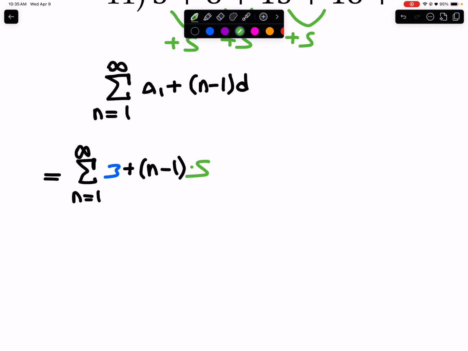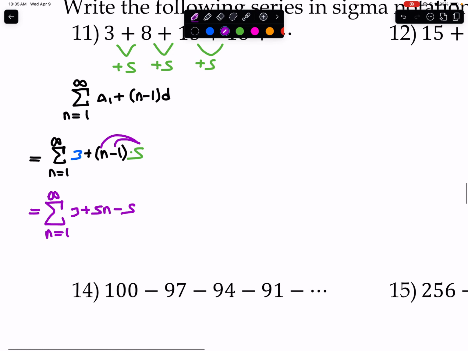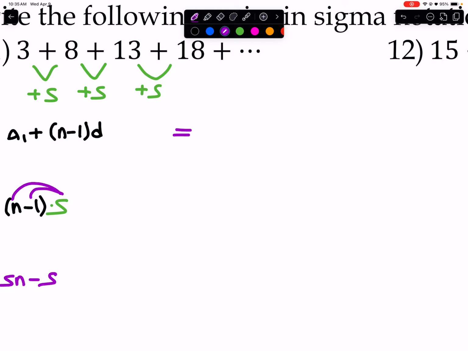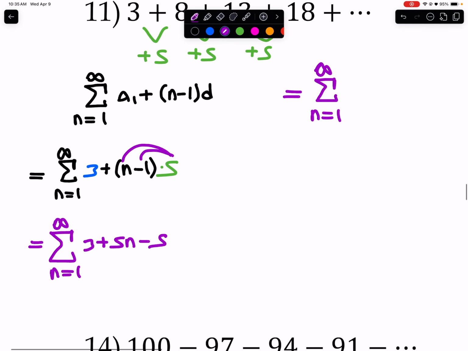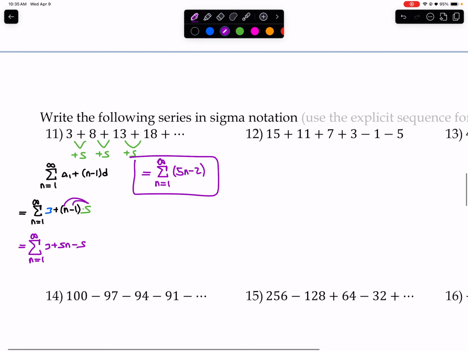Now that we have it written in the arithmetic explicit form, I want to rewrite it in slope-intercept form. So you're going to distribute the 5. Sometimes writing that sigma takes a little bit of practice. So this would be 3 plus 5n minus 5. And then when you rewrite, we're going to have 5n minus 2. So this would be writing it in sigma notation.